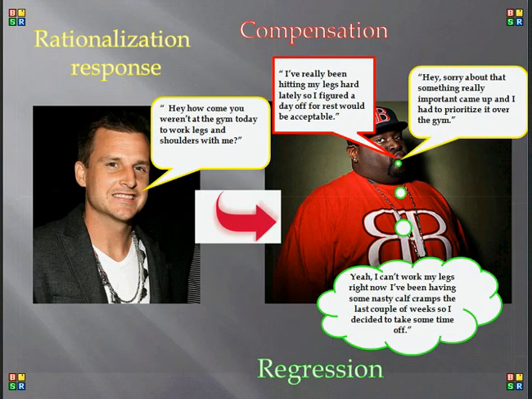Now say those same two friends were talking in a different situation where the messenger again questions the receiver. The messenger says, "Hey, how come you weren't at the gym today to work legs and shoulders with me?" A rationalization response would be, "Hey, sorry about that. Something really important came up and I had to prioritize it over the gym."